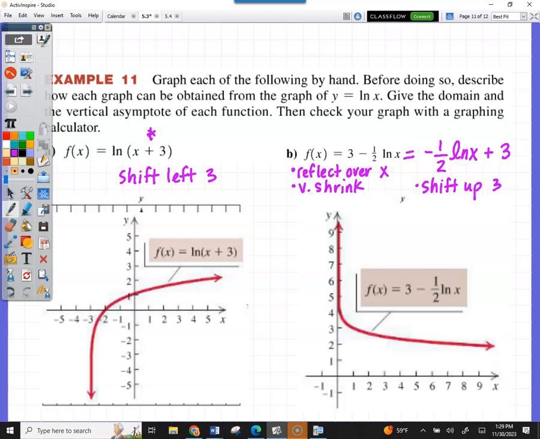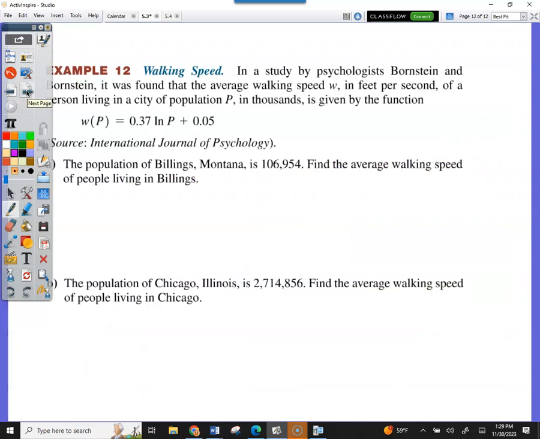All right, so look at the word problem. Walking speed. In a study by psychologists, we don't care who, it was found that the average walking speed, W, they're telling you right there what W stands for, and they're giving you the unit of measurement. It's feet per second of a person living in the city population, P. Bam, they're telling you what P stands for. It's given by this function.